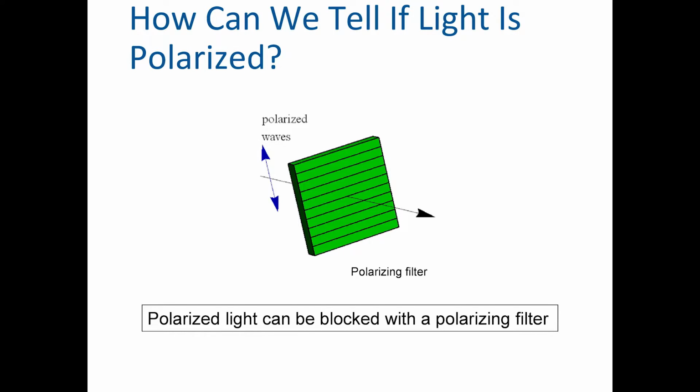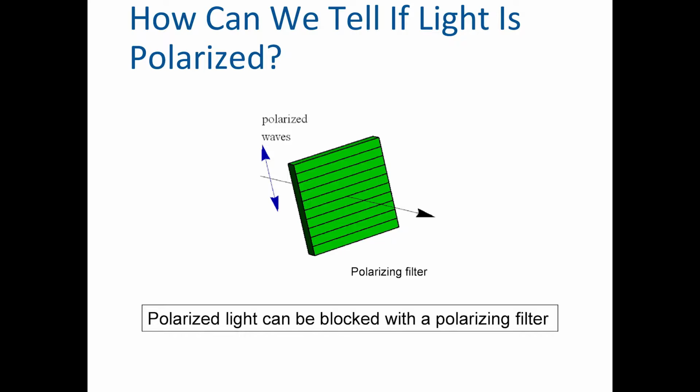So we've talked a lot about what polarization is, but how can we even tell if light is polarized? Your cameras, for the most part, can't tell the difference between vertically and horizontally polarized light, and neither can your eyes. So this is going to sound kind of circular logic here, but polarized light basically is what can be blocked with a polarizing filter.